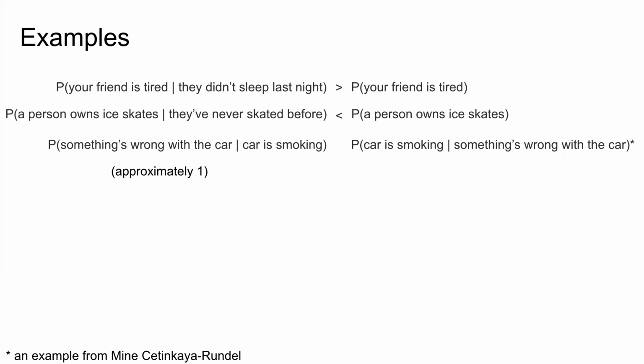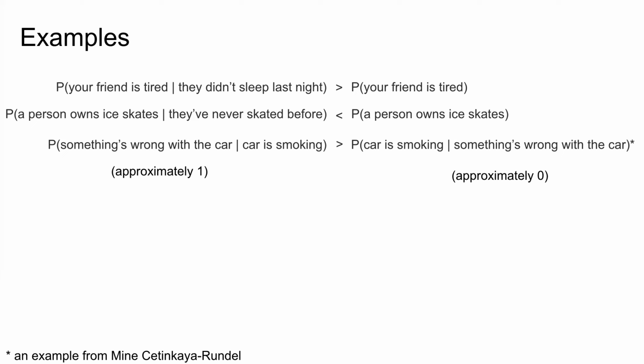Specifically, the conditional probability that a car is smoking, given the information that something's wrong with the car, is approximately 0. So many things can go wrong with a car. The tires could be flat, the headlights might be broken, it might be out of gas, and so on. A smoking car is just one very rare possibility. Zooming out then, these conditional probabilities are unequal.